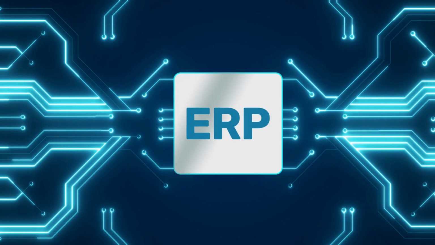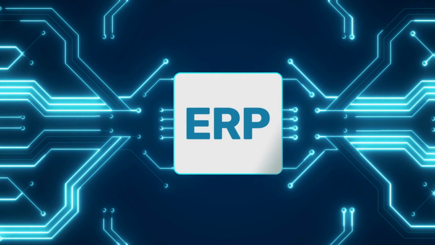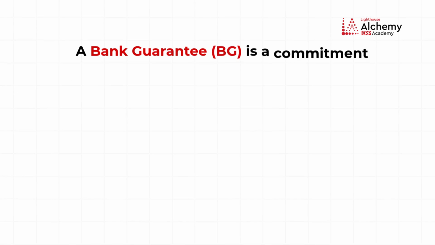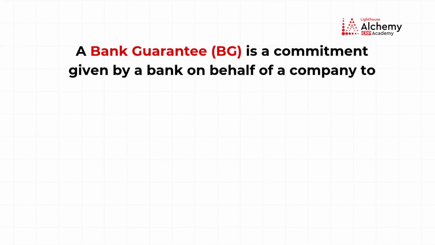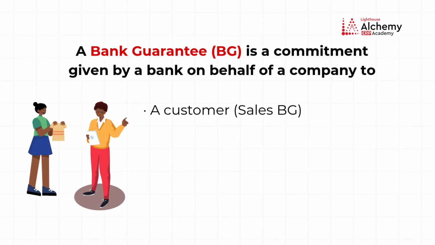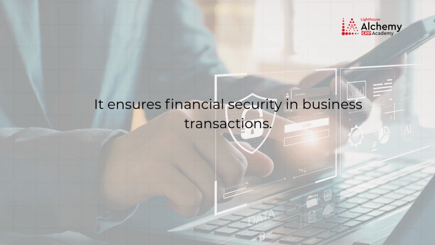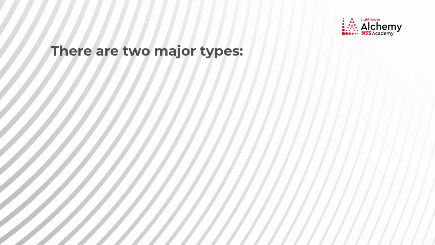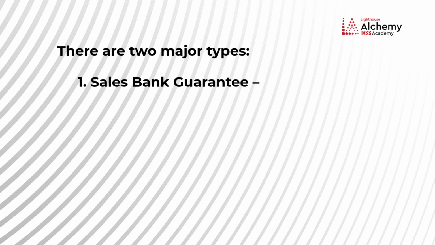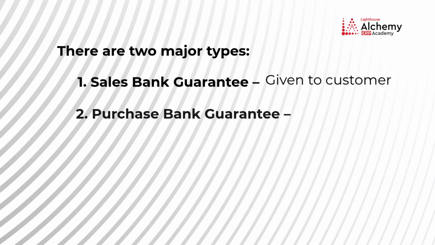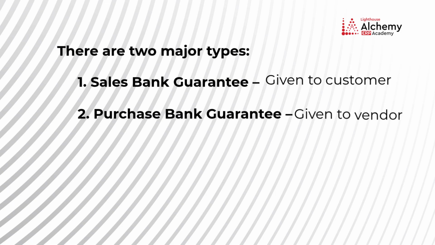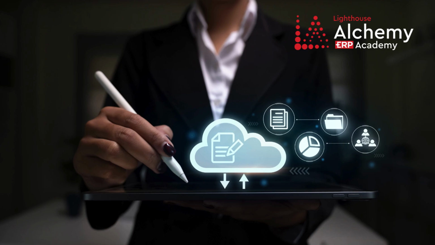Before going into ERP screens, let's understand conceptually. A bank guarantee, BG, is a commitment given by a bank on behalf of a company to a customer, sales BG, or a vendor, purchase BG. It ensures financial security in business transactions. There are two major types. 1. Sales bank guarantee, given to customer. 2. Purchase bank guarantee, given to vendor. Now let's see how this is handled inside Lighthouse ERP.